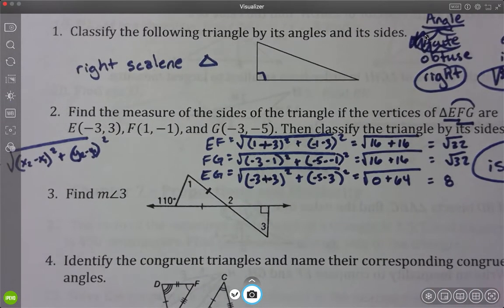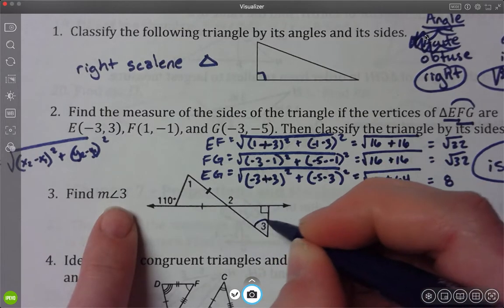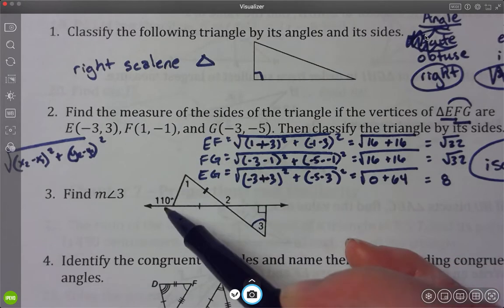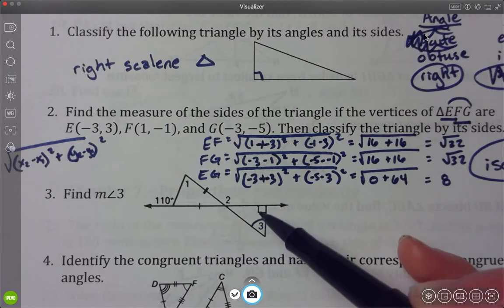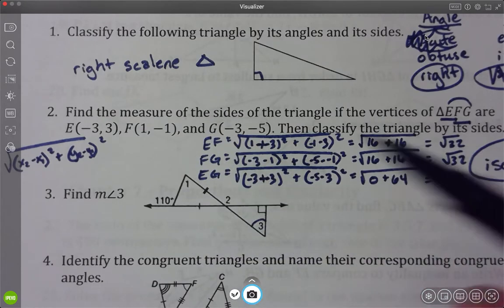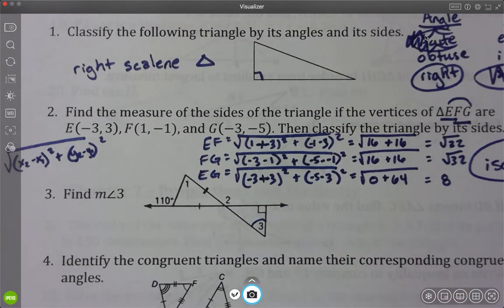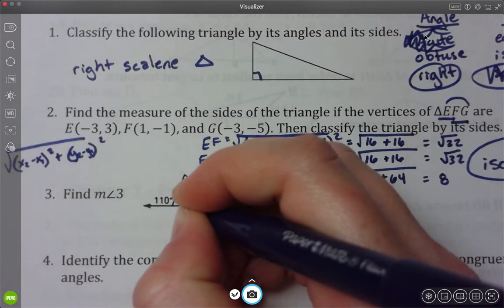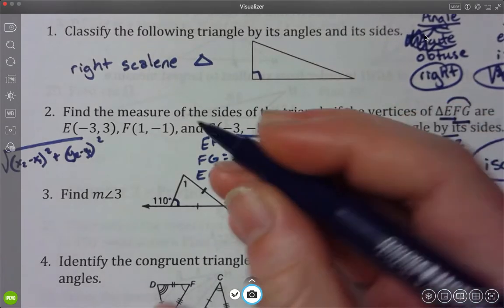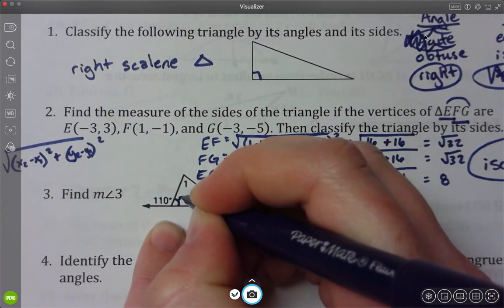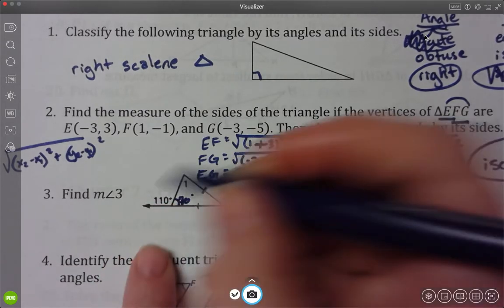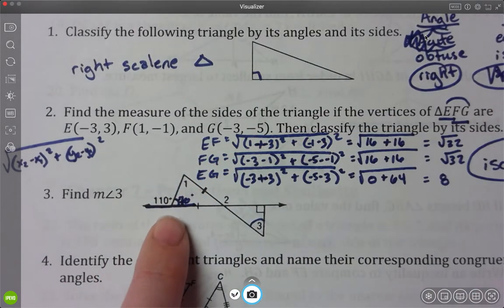Number 3, we want to find the measure of angle 3, which is all the way over here at the other end, and the only two angles that I know are 110, and I know that this is 90 degrees. So let's start with the 110 and see if we can come up with anything to get us to angle 3. If this is 110, this bottom angle right here is going to be 70 degrees, because these two have to add up to 180 since they are on a straight line. So that is going to be 70.